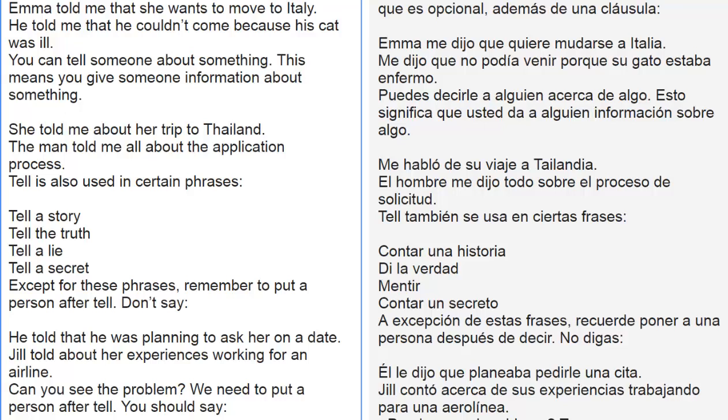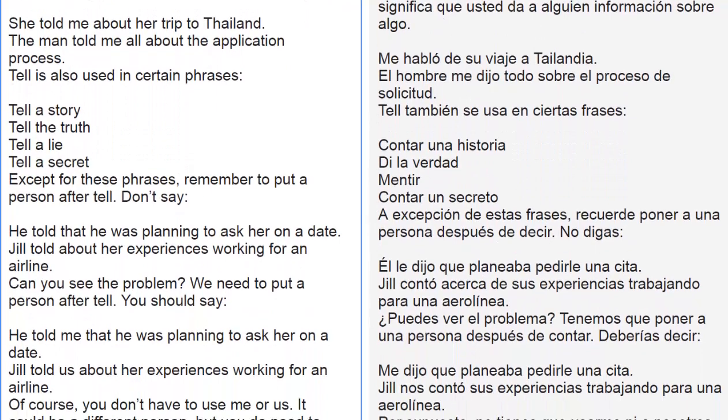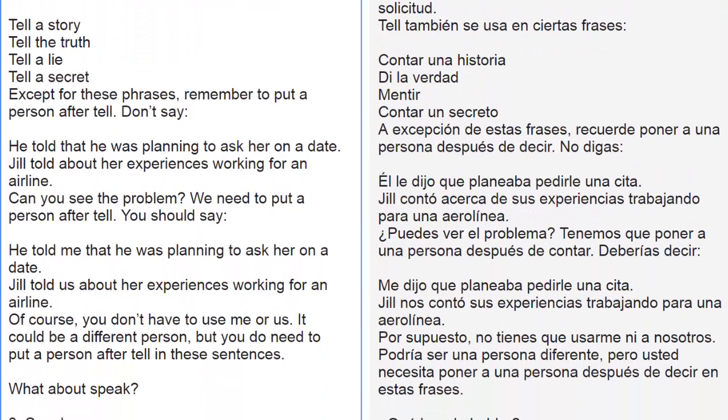You can tell someone about something. This means you give someone information about something. She told me about her trip to Thailand. The man told me all about the application process. Tell is also used in certain phrases. Tell a story, tell the truth, tell a lie, tell a secret.